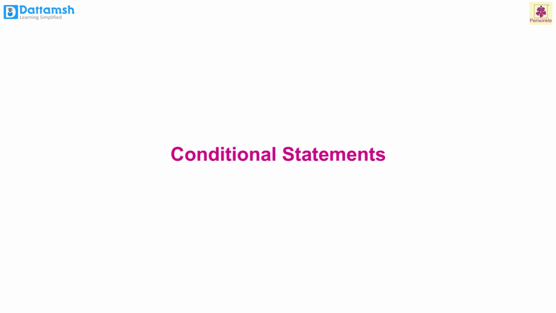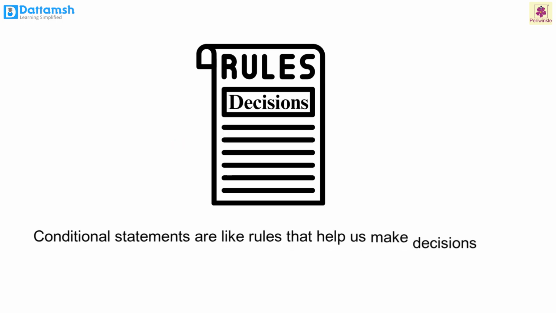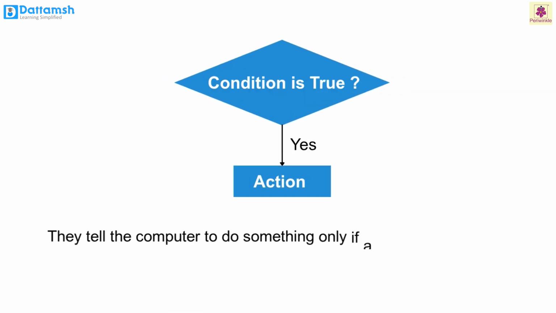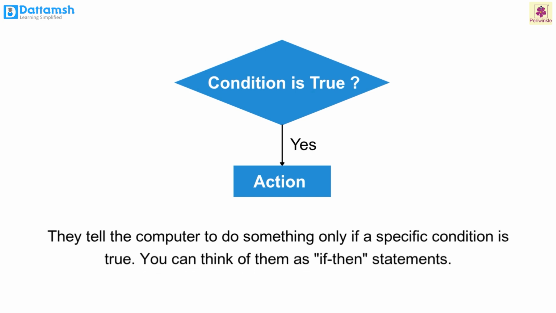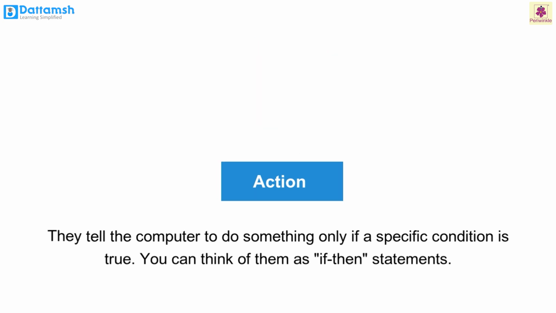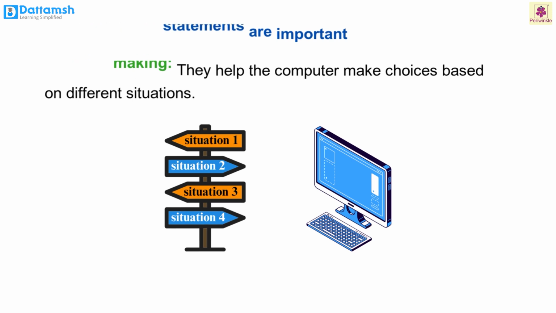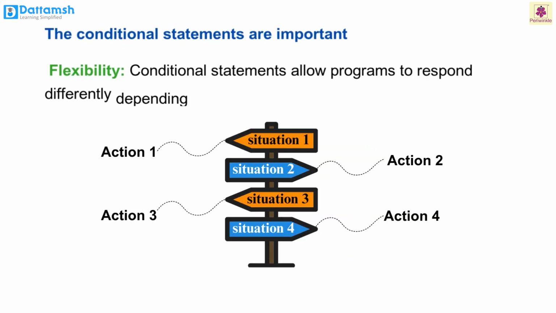Conditional statements. Conditional statements are like rules that help us make decisions based on certain situations. They tell the computer to do something only if a specific condition is true. You can think of them as if-then statements. Conditional statements are important because of decision making. They help the computer make choices based on different situations. Flexibility. Conditional statements allow programs to respond differently depending on what's happening.